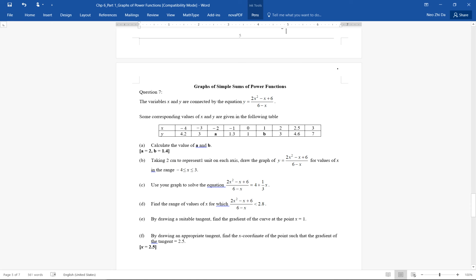Now, on the graph paper, in order to facilitate learning, I need you to construct this graph. The table of values have been provided, answers also provided already. Okay, so I need you to do this A and B on your graph paper. Then subsequently, once you have drawn a graph, I will show you how to do all this. Now, all these questions are key questions, very, very important.